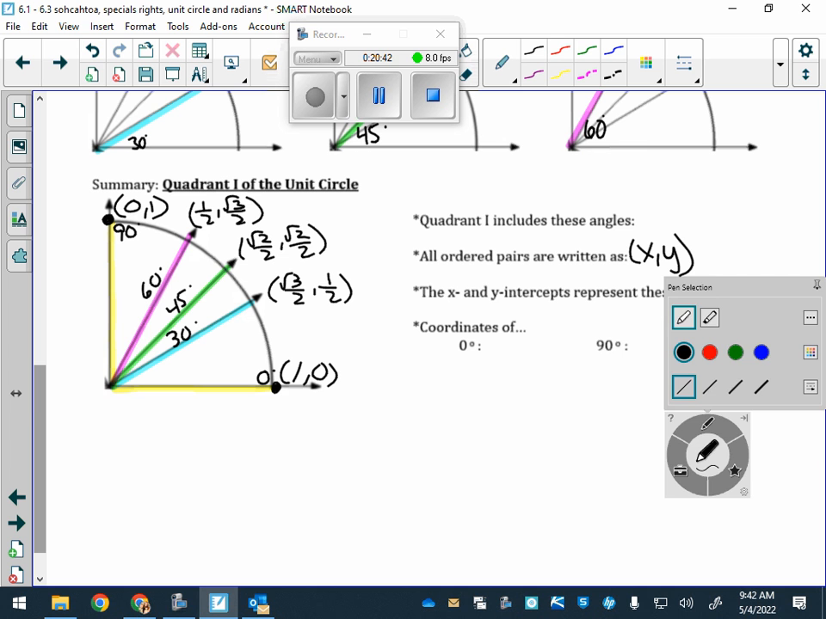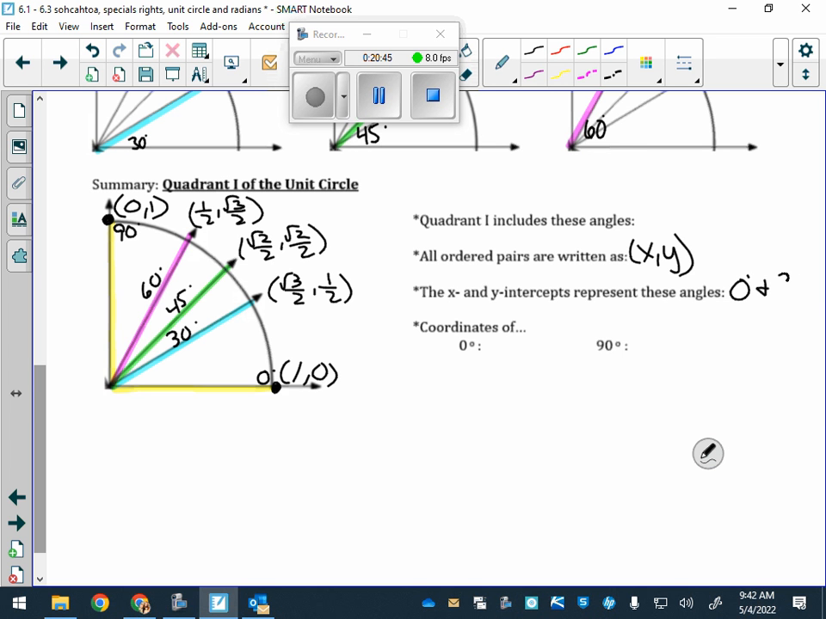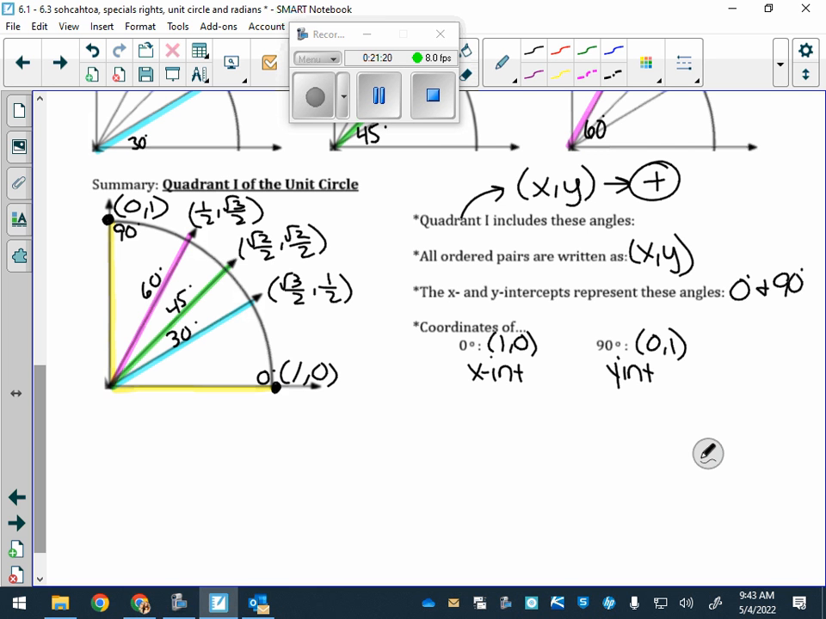Okay. So your x and y intercepts are 0 degrees and 90 degrees. Okay. 0 is 1, 0, which is your x-intercept. 90 is 0, 1, which is your y-intercept. Okay. So when you think of quadrant 1, both x and y are what? Positive, negative? They're all positive, right? So quadrant 1, x and y are both positive.